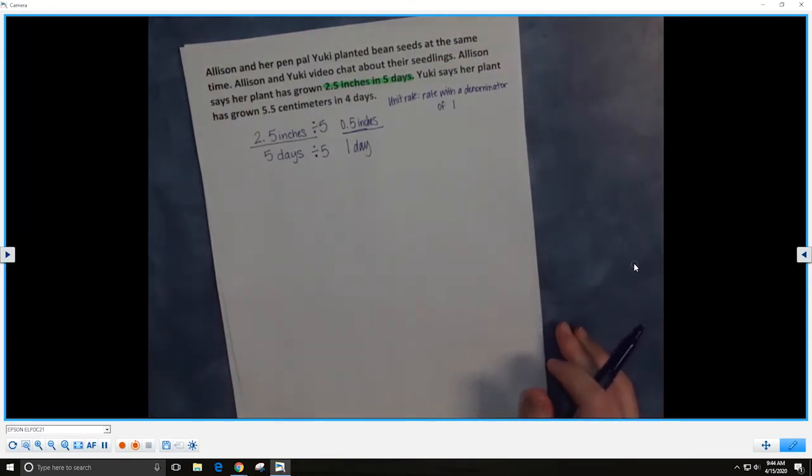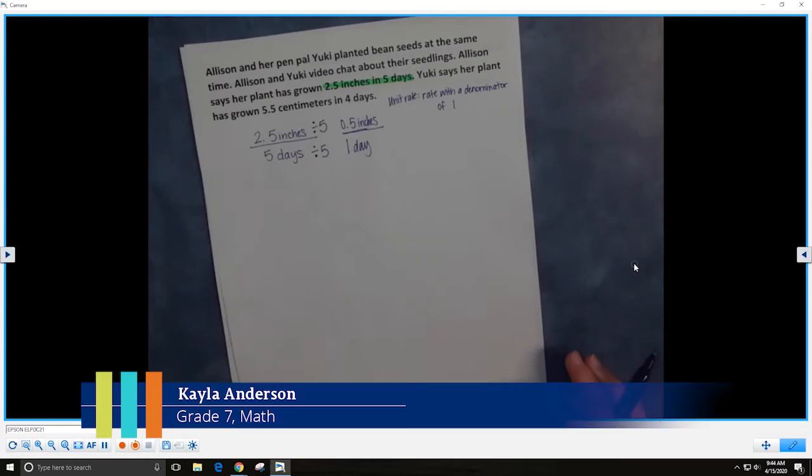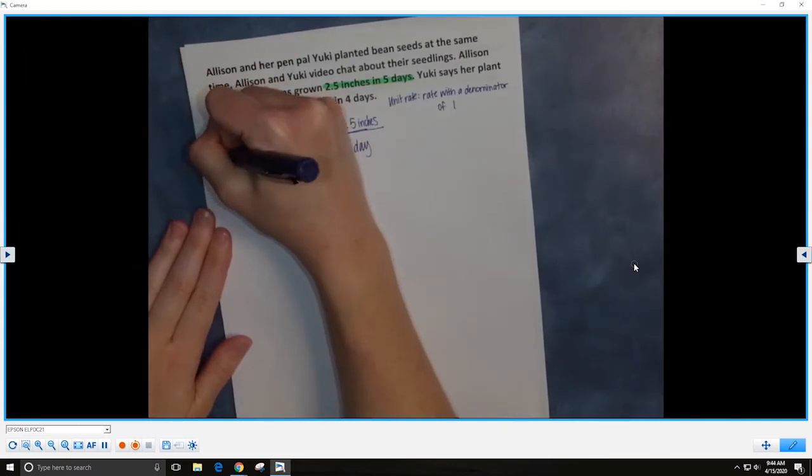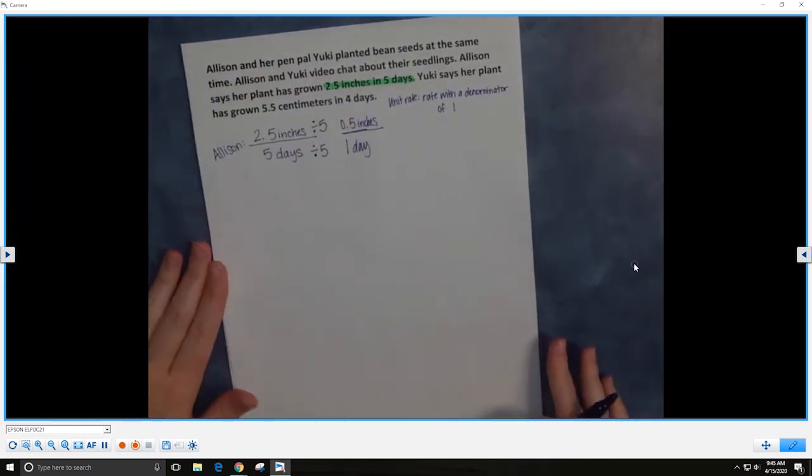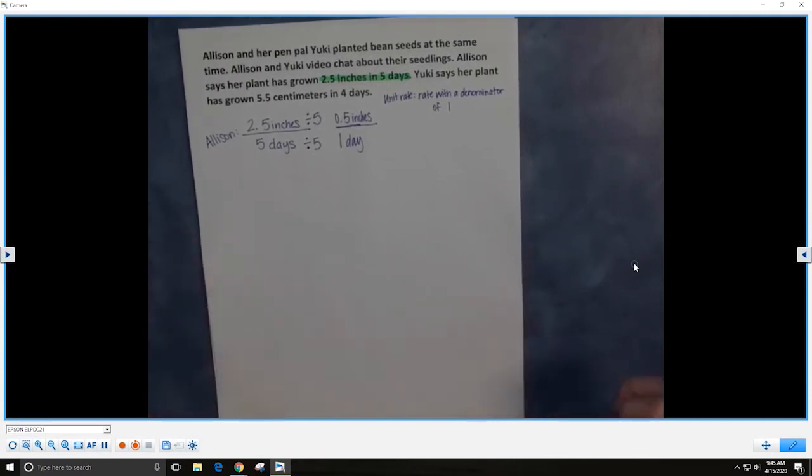What does this mean in the context of the problem? Right, it means that Allison's plant grew 1/2 an inch every day. Okay, that's going to be important. We'll come back to that. Okay, so let's think through some more of this problem.